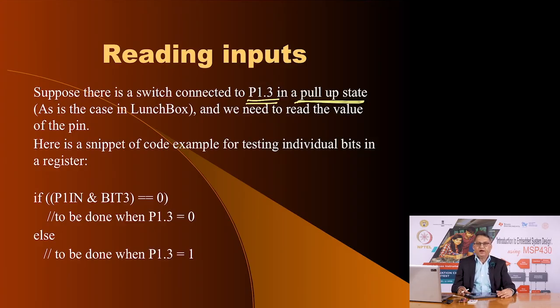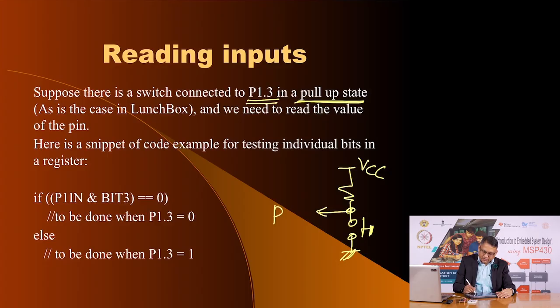To be able to identify whether the switch is pressed: when the switch is not pressed, it will give a logic 1, because there is a pull up resistor. Here is the switch connected to ground, here is the pull up resistor, and the junction is going to P 1.3. So, when the switch is not pressed, it will give you logic 1, and when the switch is pressed, it will give you logic 0.